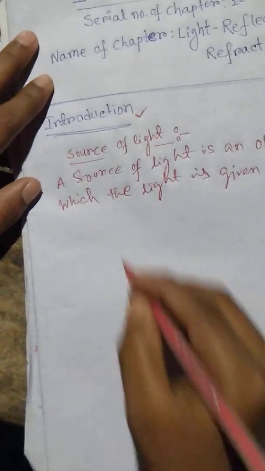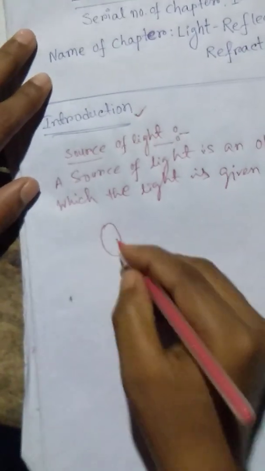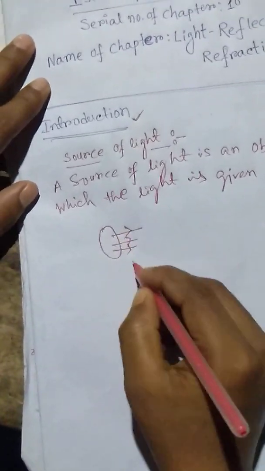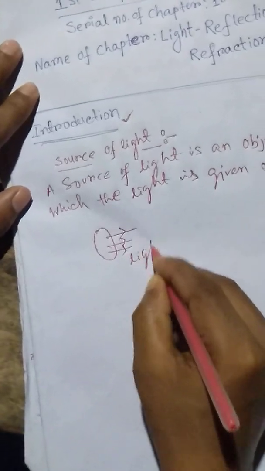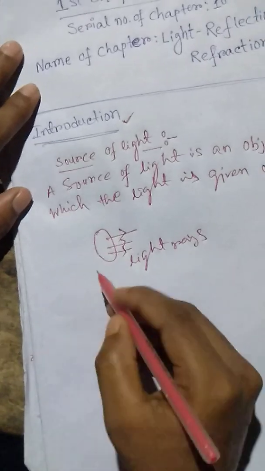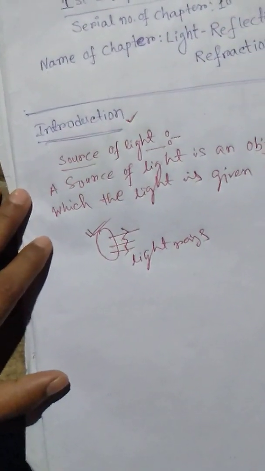Light is given out. Let us consider this is an object. If from this object we get the light rays or the energy light, then this object is called the source of light.